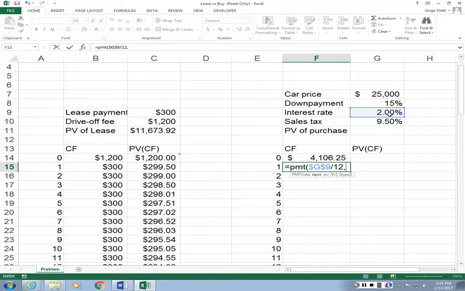And then how many payments are in this loan? It's 36 payments. You can have an input cell for that, but in this case, I'll just type the 36. The present value on the loan will be how much?